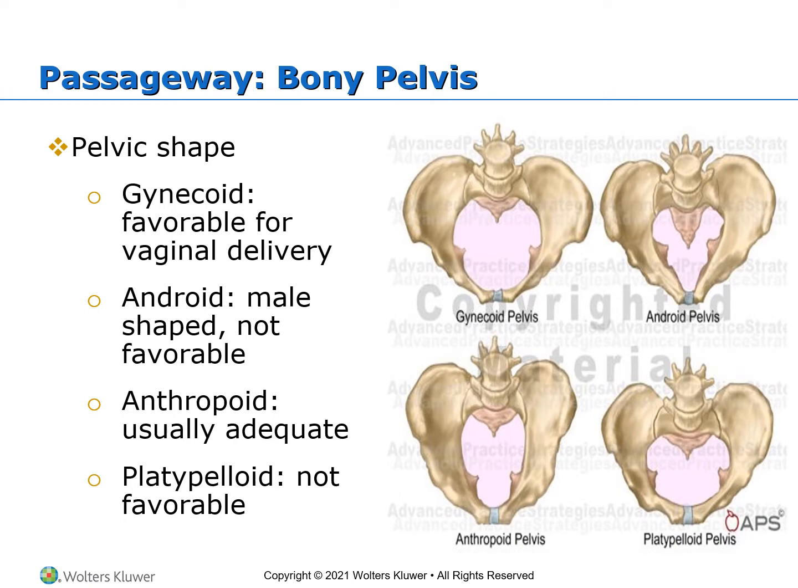So the platypelloid, it's not favorable. It's a flat shape. It's like the beak of a platypus. It is the least common. It widens at the pelvic outlet, but the fetus has a difficult time descending through that mid-pelvis. So unless that fetal head can pass through the inlet, it usually leads to a C-section.